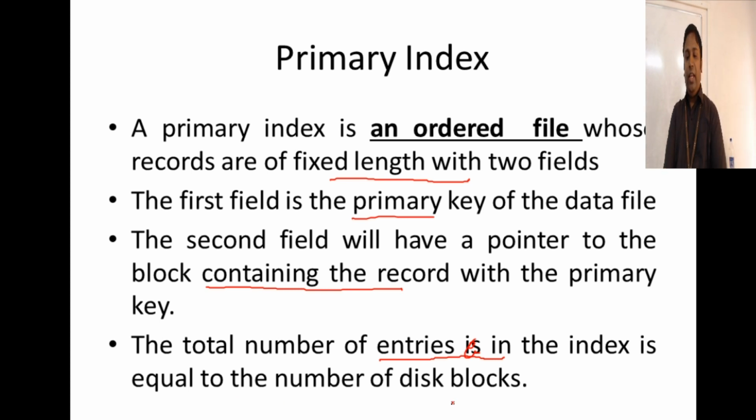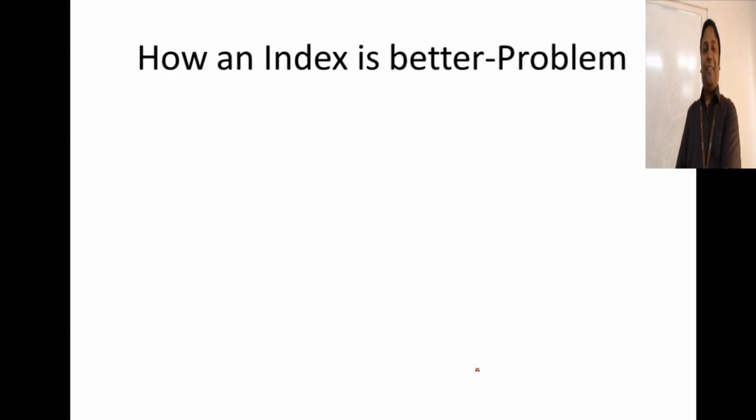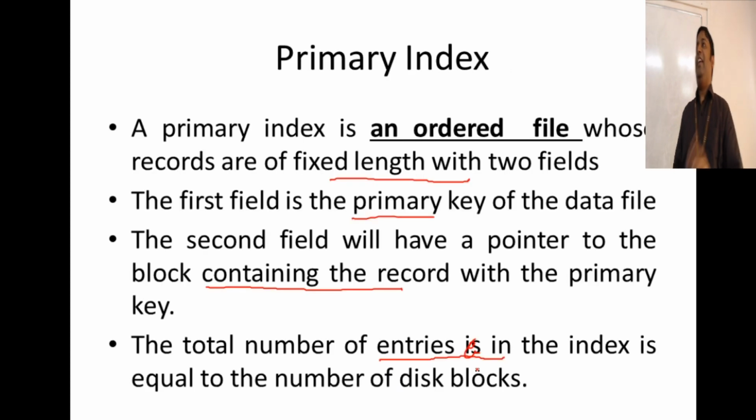So in your primary index, how many entries you'll have here? It depends on the total number of blocks you have. Please have these things in mind. Don't forget these things. So now we have created an index. How does an index improve our performance? That is the question. Will this index really be better than our binary search directly on the data file? So that is the question.